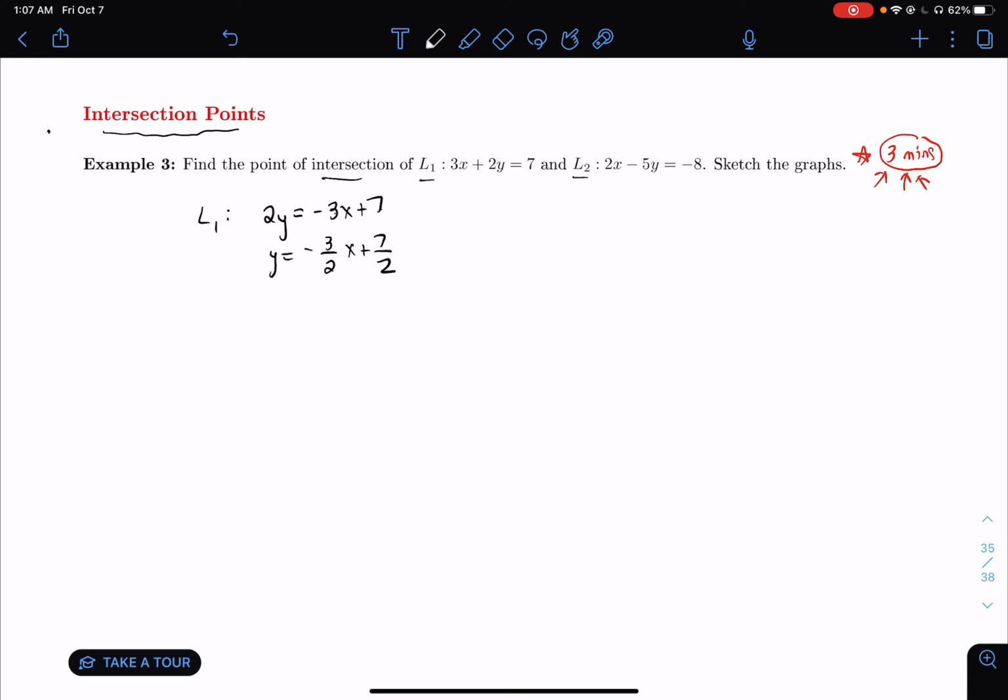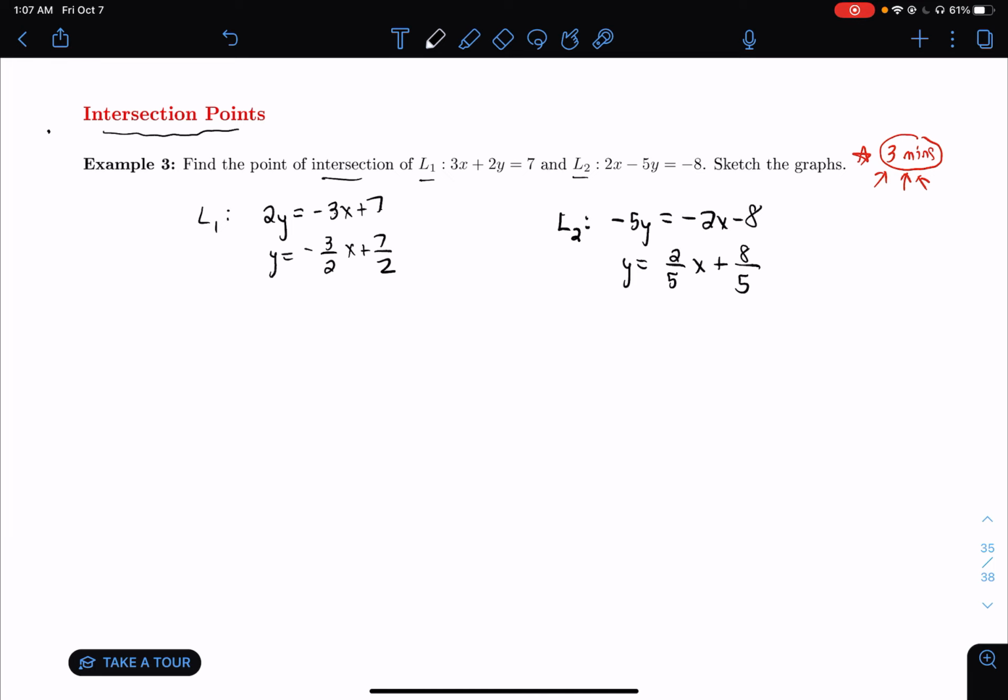All right, now let's isolate y in the other equation. In line number 2, I'll get negative 5y equals negative 2x minus 8. And then I divide by the negative 5. Dividing by a negative number will change those signs. I'll get y equals positive 2 over 5 times x, plus 8 over 5.